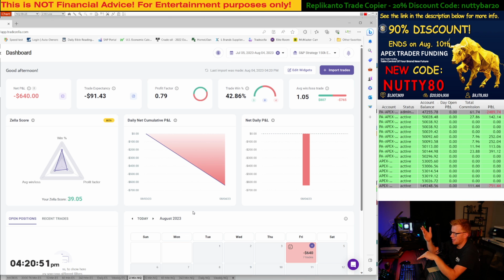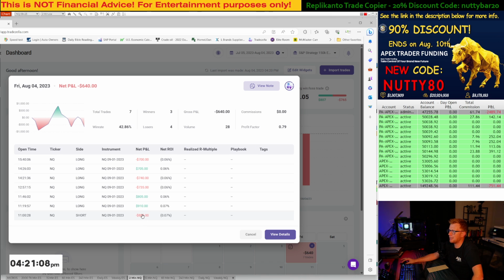I created another account on TradeZilla, and we are calling this the S&P strategy. I couldn't think of a better name. Here, I'm going to click on my trades, and you can see the fluctuations. I don't want to make exceptions, but if those two orders had filled, instead of ripping right through my limit order, we would probably be sitting at close to $1,200 in profit. It's unfortunate, but just a side note.